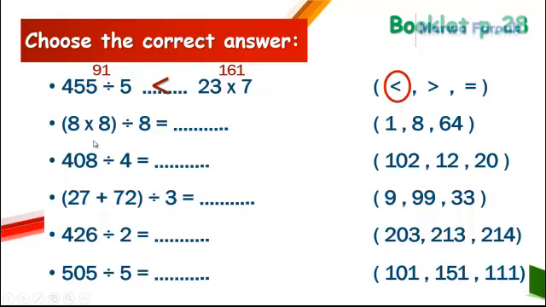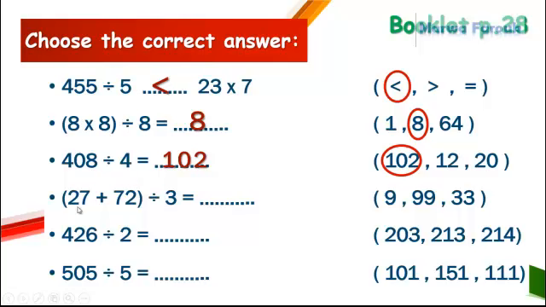Next exercise, we have 8 times 8 between brackets divided by 8. We have to start from the brackets first. 8 times 8 equals 64. So now we have 64 divided by 8. 64 divided by 8 equals 8. So we are going to put a circle around the 8. Okay. Next one, I have divided by also. 4 divided by 4 equals 1. Now 0 divided by 4 equals 0, and 8 divided by 4 equals 2. So we got 102. Put a circle around it.